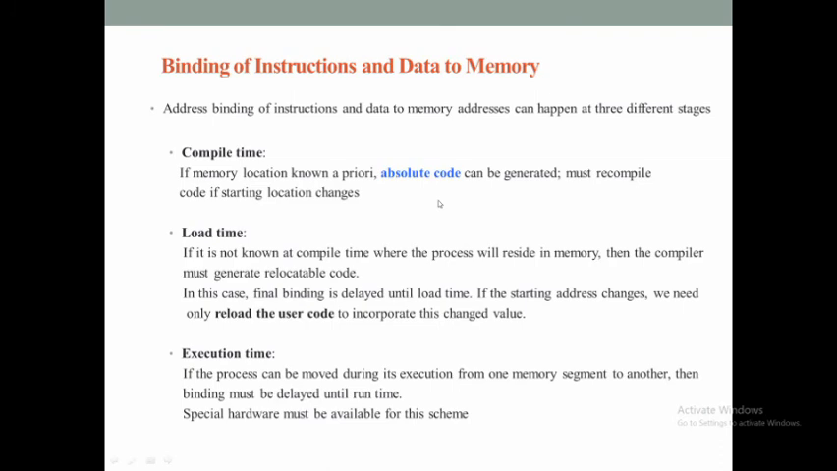Now I told you that addresses are going to be relocatable addresses if you don't know where the program is actually going to be loaded in memory, because then the address is going to change. So when are we going to actually bind the instructions and data to their actual memory addresses? That is this topic. The binding of the instructions and data to their actual memory addresses can be done in three stages. Either that binding can be done at compile time, or it can be done at load time, or it can be done at execution time.